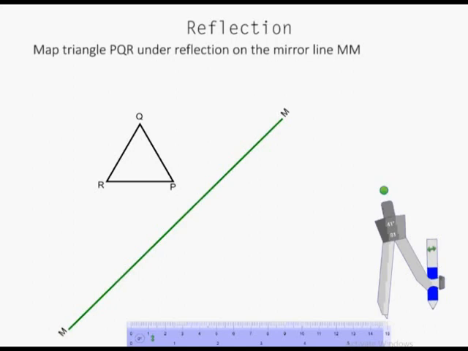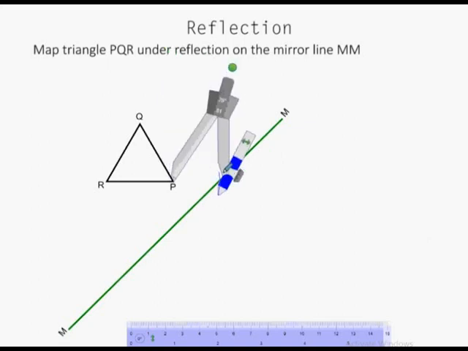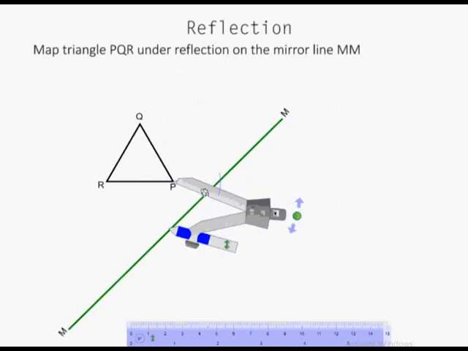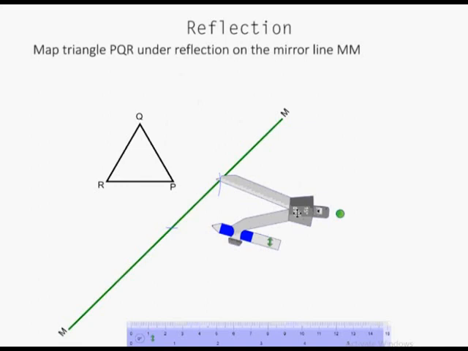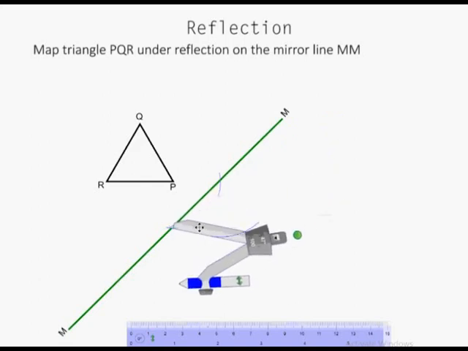So let's reflect the triangle PQR on the mirror line MM. What we need to do is to draw perpendiculars to the mirror line from the vertices. We start with P, place the compass there and make an arc that cuts the line at 2 points. Place it on the other point and make another arc. Go to the other point and do the same.